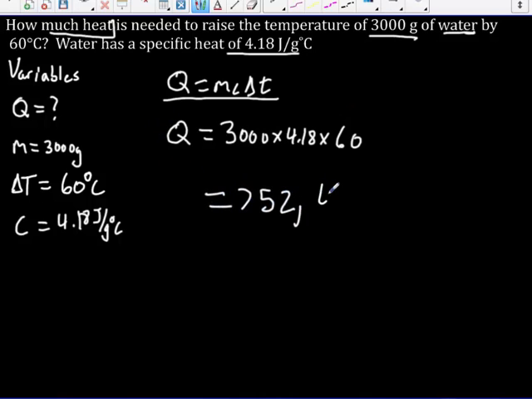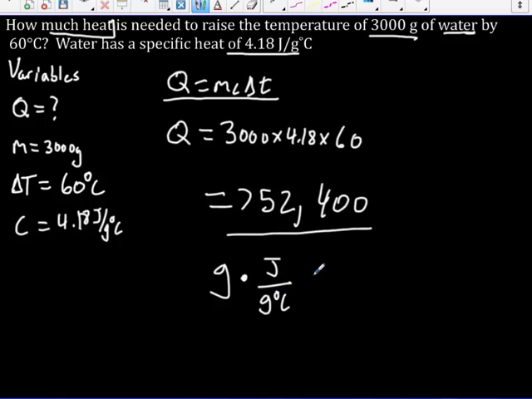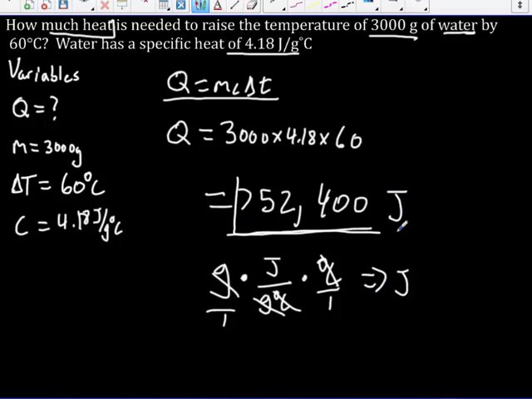752,400. Now, what units do I have here? Well, we took mass measured in grams times specific heat measured in joules per gram degree Celsius times a change in temperature measured in degrees Celsius. So if you look, this gram cancels this gram, this degree Celsius cancels this degree Celsius, and that leaves me with joules. So this is 752,400 joules of energy. That's a lot of energy. That much energy is required to raise 3 kilograms, or 3,000 grams, of water by 60 degrees Celsius. And that's if it stays liquid. If it actually went through a phase change in between, there'd be some other math to do.